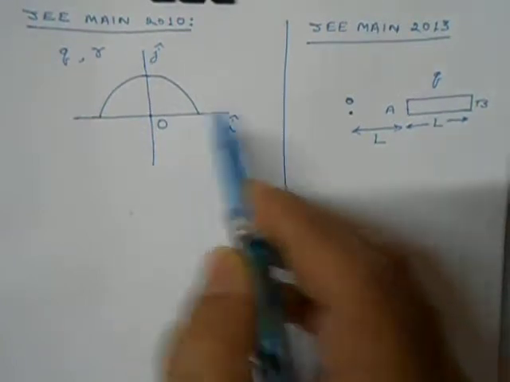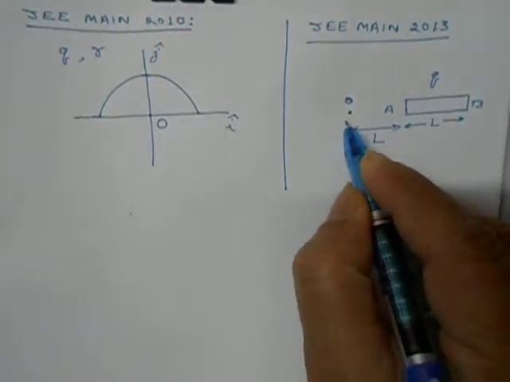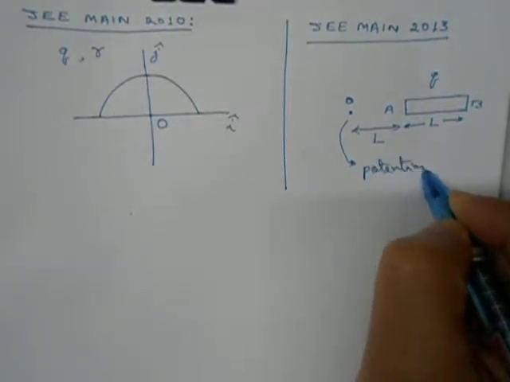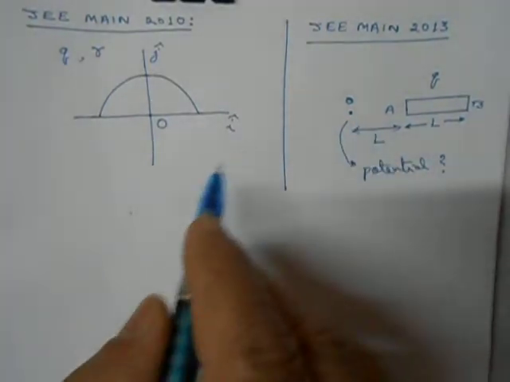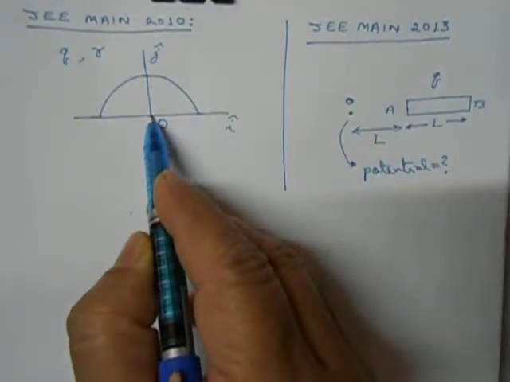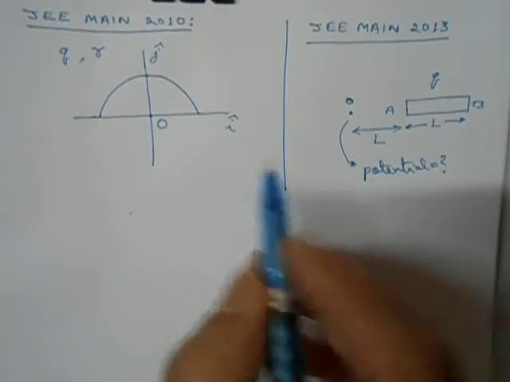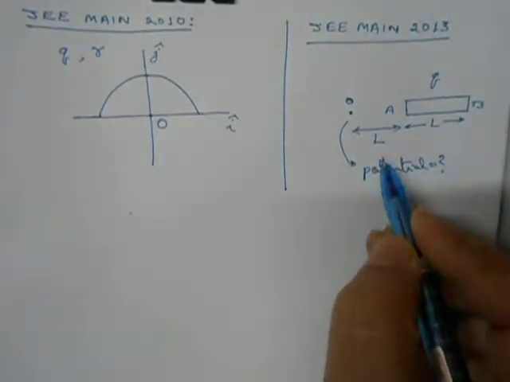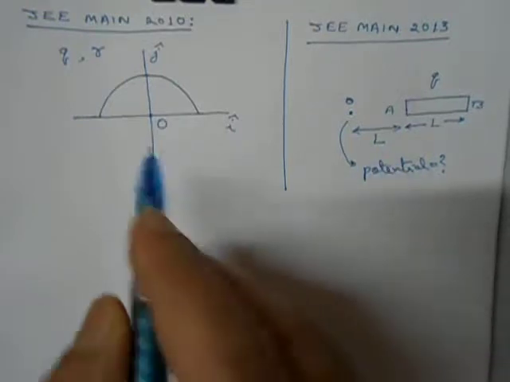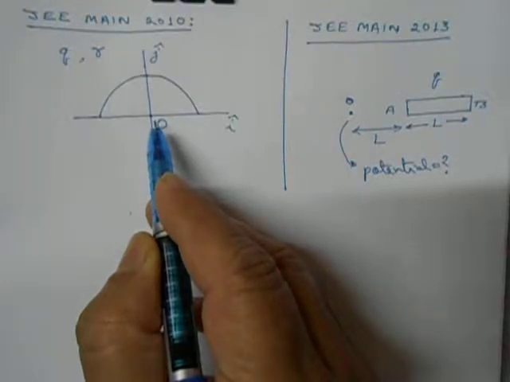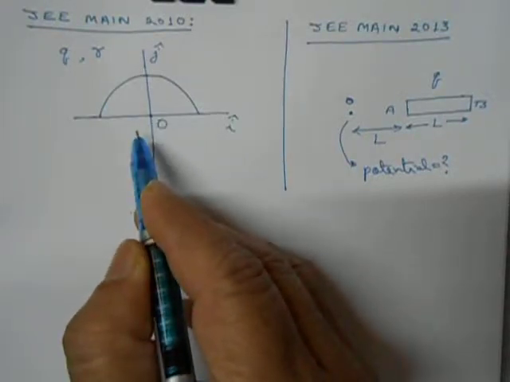First thing. Second thing, in this problem we have to find the potential at this point. Here, in this question, we have to find the electric field. Now the difference is the potential is a scalar quantity, so it doesn't have direction, but here electric field is a vector quantity, it has direction. So we have to keep in mind that we have to consider the direction also.